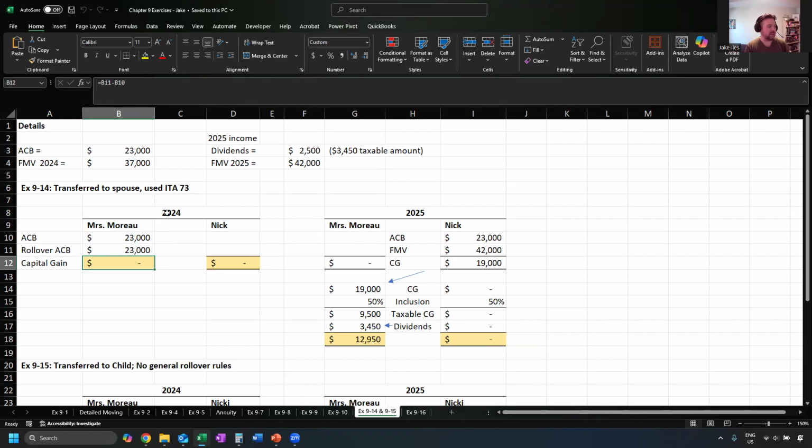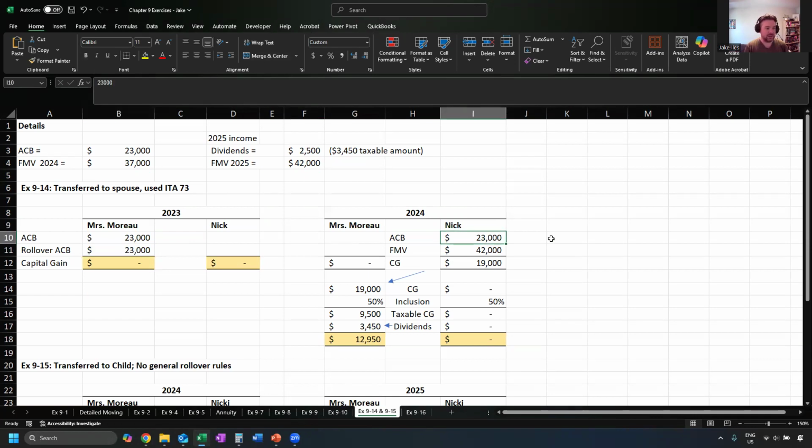So in 2023 and 2024, in 2023, there's no tax consequence. That's the point of the rollover. The point of transferring things in a rollover is to delay a tax consequence. So Mrs. Moreau has no tax consequence.